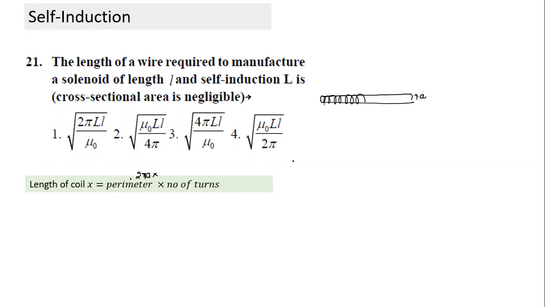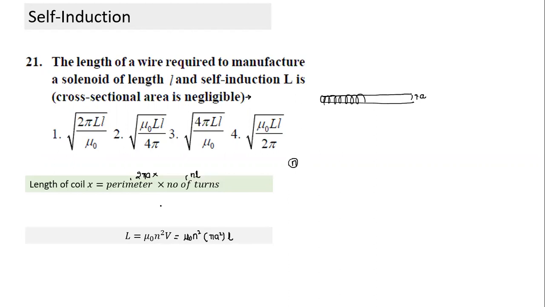We use the term n to indicate number of turns per unit length. Here the length of the solenoid is given, so the number of turns will be n into l. So this is the length of the coil that we need to find. But here the length of the coil required is to be expressed in terms of L, so I need to write an expression for L also. The self-inductance of a solenoid is equal to mu naught into n square times volume. Volume can be written as the area of cross section, pi a square into l.